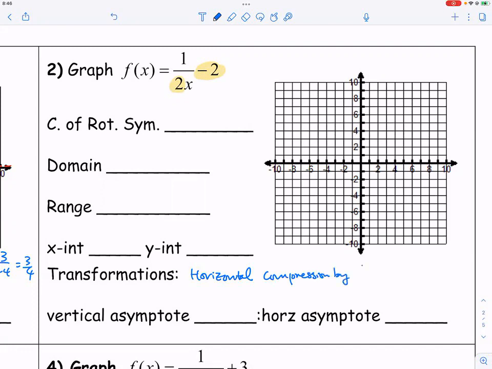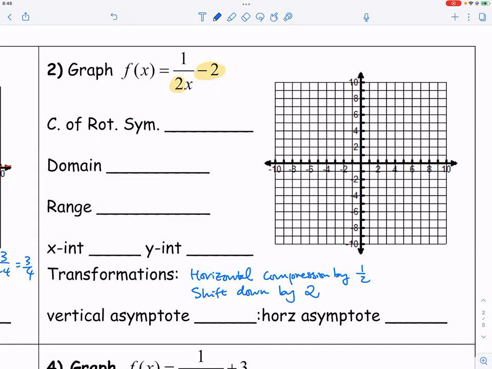by 1/2. Remember, anything associated with x is kind of like the opposite. Like you see x - 4 is like moving to the right by 4. And if there's a number multiplied by x, it's actually 1/2. So a horizontal compression by 1/2. And then the -2 means we are shifting down by 2 units.